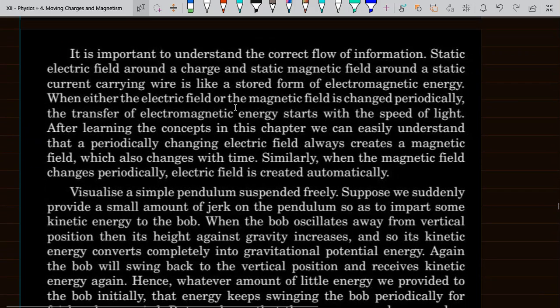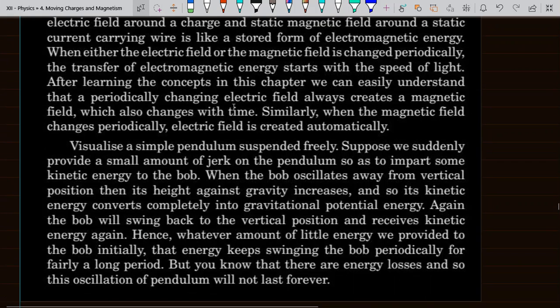It is important to understand the correct flow of information. Static electric field around a charge and static magnetic field around a static current carrying wire is like a stored form of electromagnetic energy. When either the electric field or magnetic field is changed periodically, the transfer of electromagnetic energy starts with the speed of light. After learning the concepts in this chapter, we can easily understand that periodically changing electric field always creates a magnetic field, which also changes with time. Similarly, when magnetic field changes periodically, electric field is created automatically. So दोनों interrelated है.